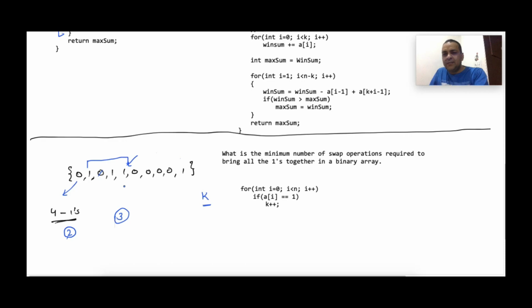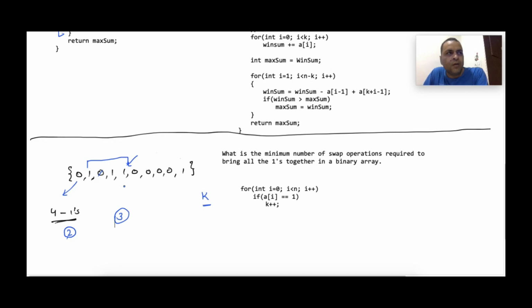In this case, probably we don't need that, right? What do we want here? We want the minimum number of swap operations. We don't want to actually perform the swap. If you want to perform the swapping, then you want to keep track of which is the actual window. Here we don't want the actual window. We will just be returning the number of swap operations which are required, right?